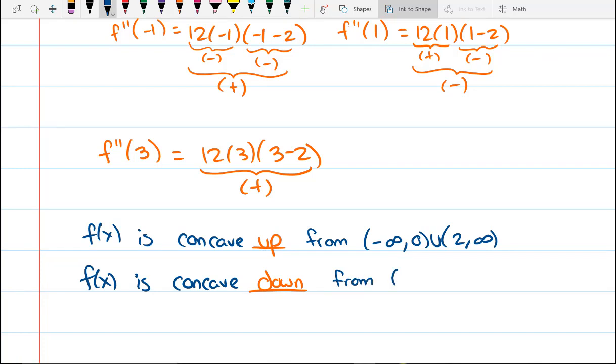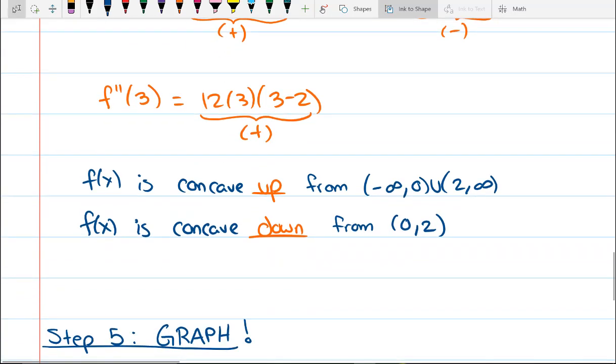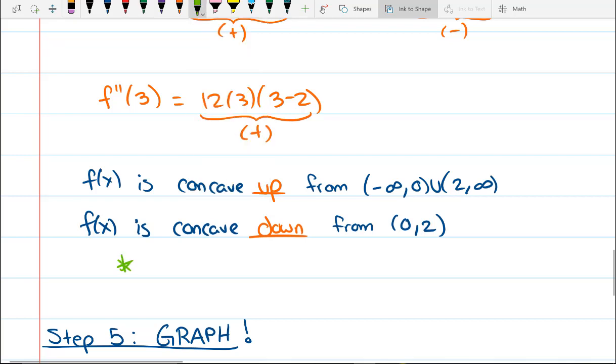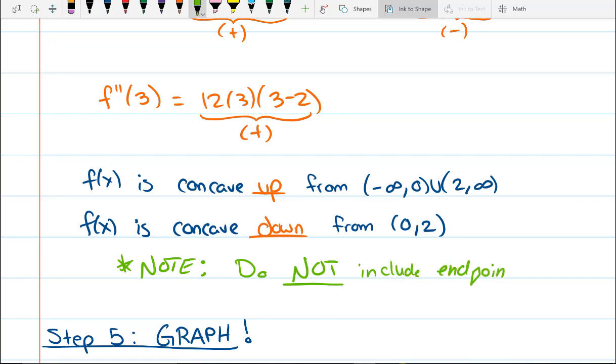from 0 to 2. Here's another little side note. Do not include endpoints for concavity. So for concavity, we do not include the endpoints. For increasing and decreasing, we do.